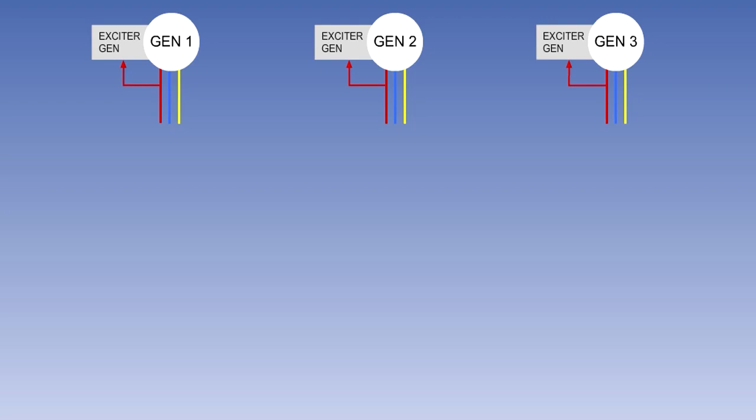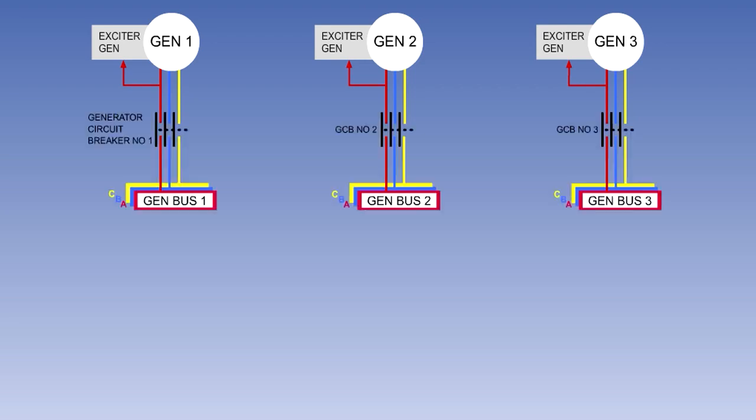In order to see how a typical parallel generator system is controlled and monitored, we will look at the layout of a 3-generator parallel system. Notice that for each of the 3 phases of the output, there is a separate bus bar. For example, the number 1 generator bus bar, Gen Bus 1, is made up of 3 separate bus bars, A, B and C, for phases A, B and C.